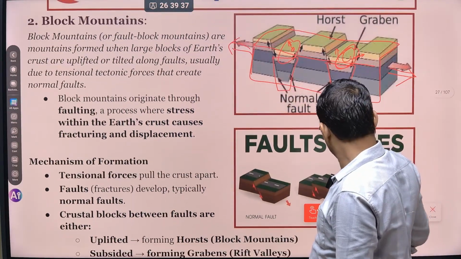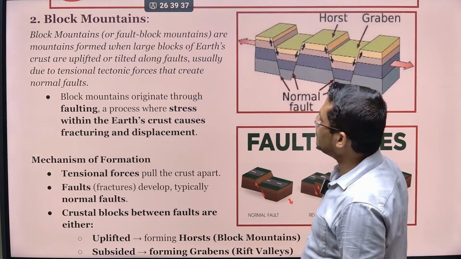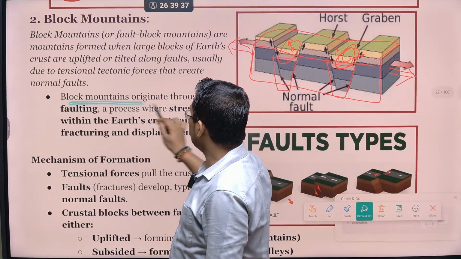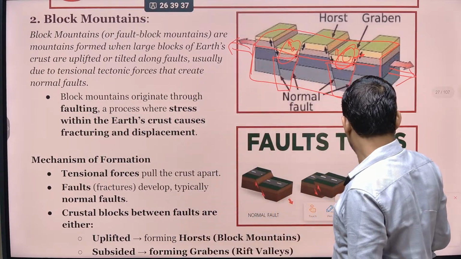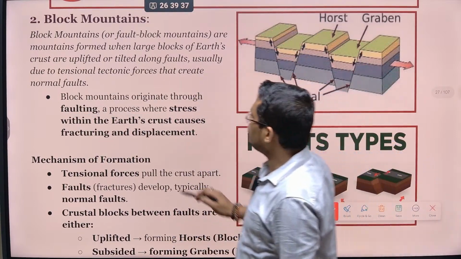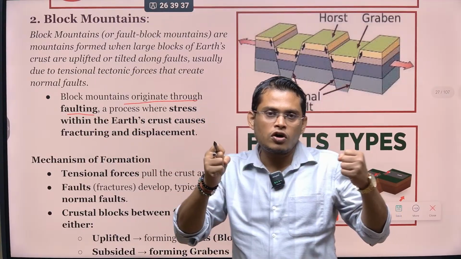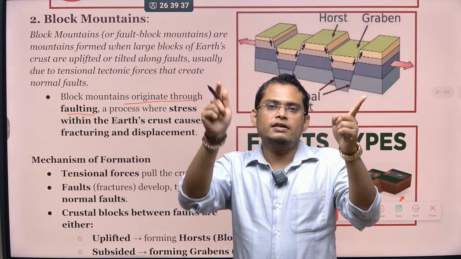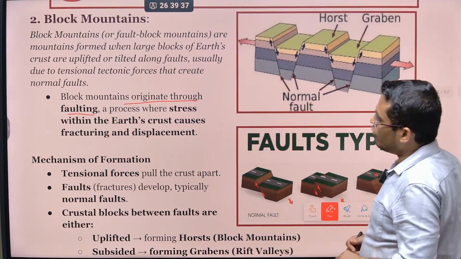So next is the block mountain. Block mountains originate through faulting. Faulting means when we are stretching the rock on both sides, then some portion will fall down. That is what led to the formation of fault mountain.